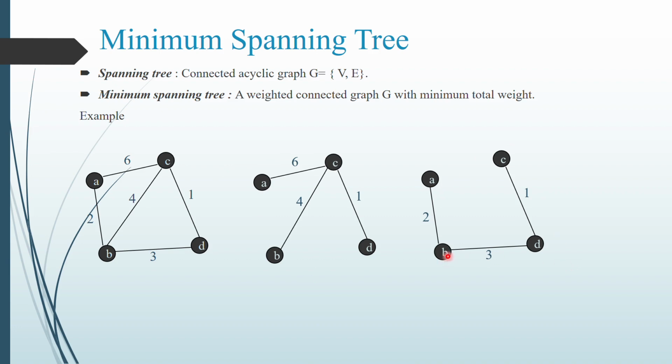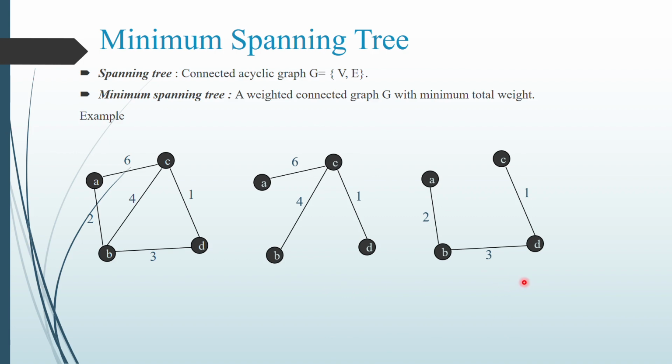All the vertices are connected and there is no cycle here. Now you have to decide among these two which one is the minimum spanning tree. So add up the weights of the edges. In this graph, 6 plus 4 plus 1 is 11, so the weight of the spanning tree is 11. And in this graph, the weight is 2 plus 1 plus 3, that is 6.